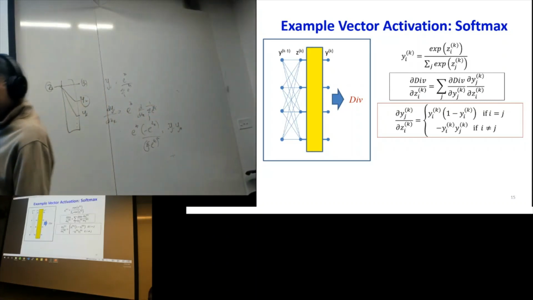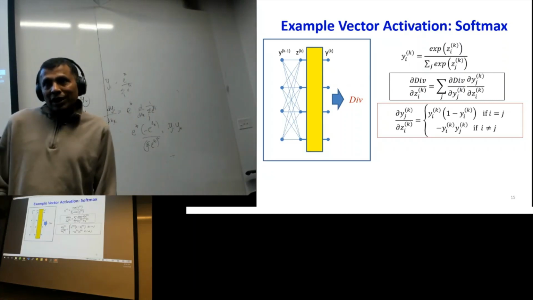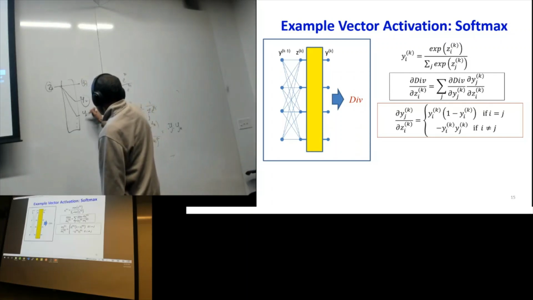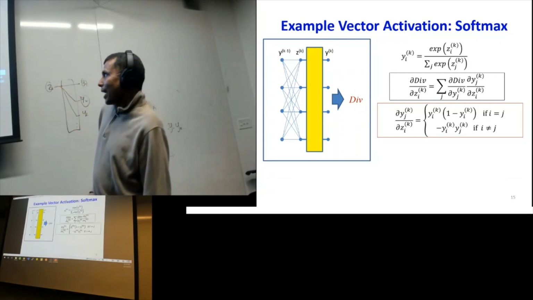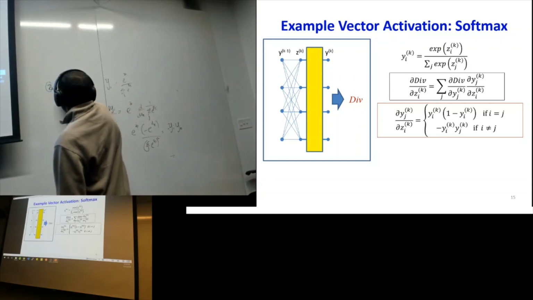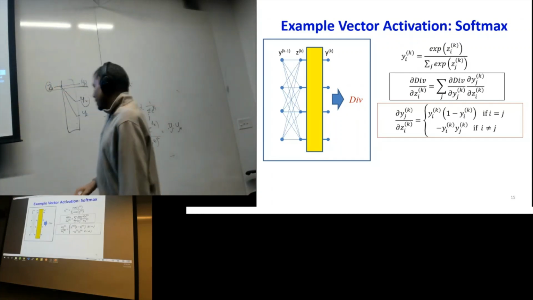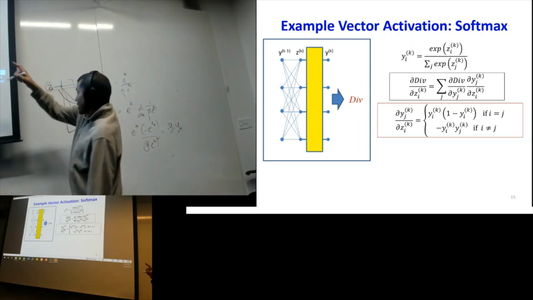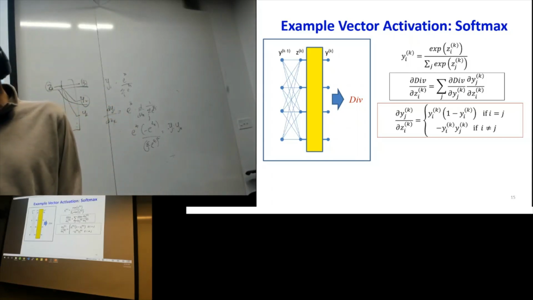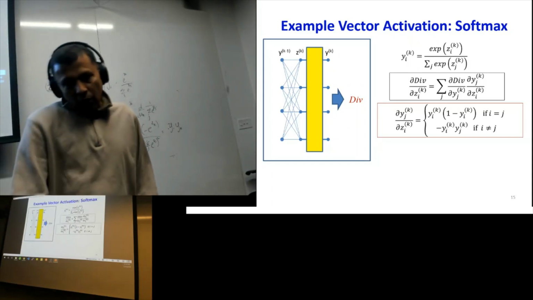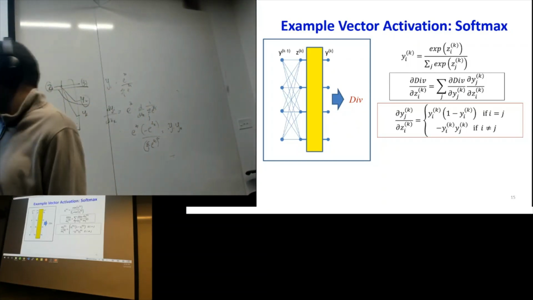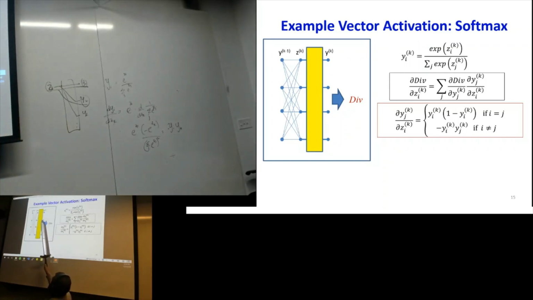So I have my indices slightly off on the slides, but you get the idea that I can actually compute the derivative of each of the y's with respect to any zj. If the derivative is along the diagonal, you get one particular derivative, which is the first term. When the derivative is off the diagonal, you get the second derivative, which is the second term. So overall, what this means is that since this is a vector activation, every one of these terms has a derivative with respect to every one of the z's.